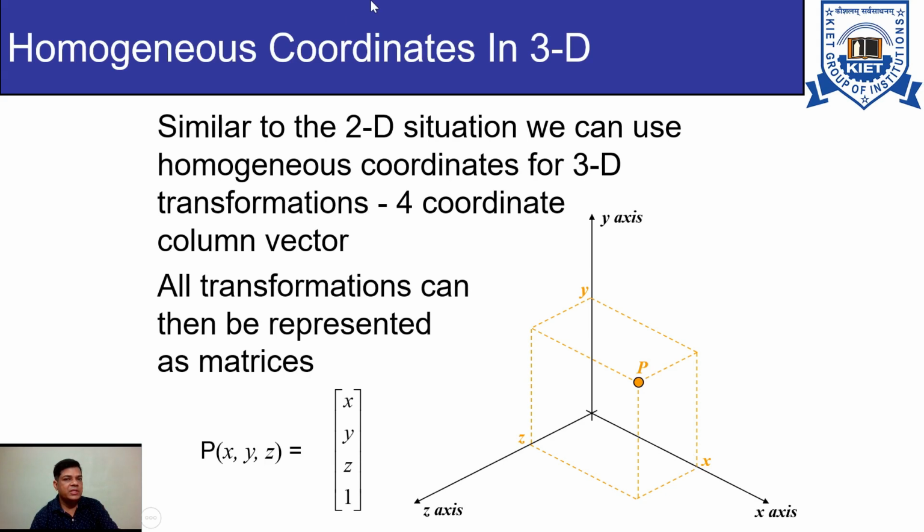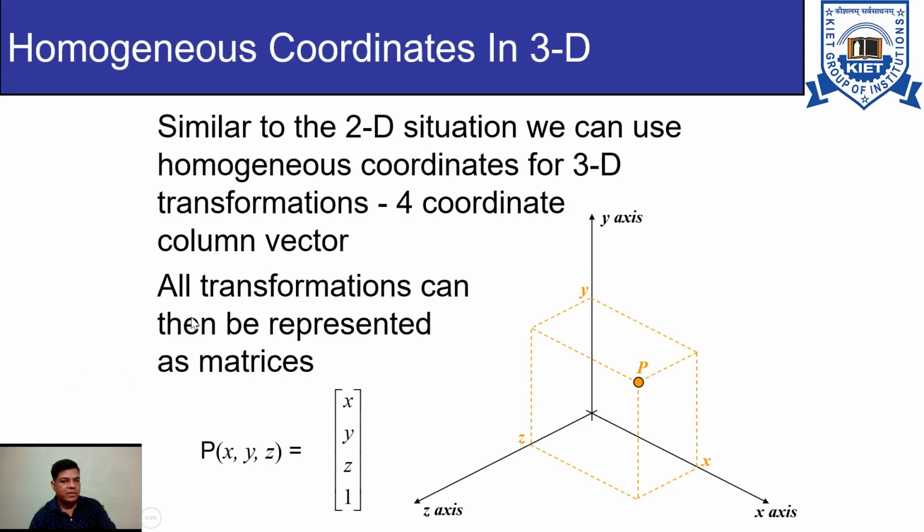Now, homogeneous coordinates in three dimensions. We have already seen in the previous lectures that whatever equations we are dealing with, we represent all those equations in the homogeneous coordinate system. Why are we representing them this way? Because whenever we represent the equations in homogeneous coordinate systems, all the equations become homogeneous. That means their dimensions are the same, whether it is the matrix of translation, rotation, or scaling.